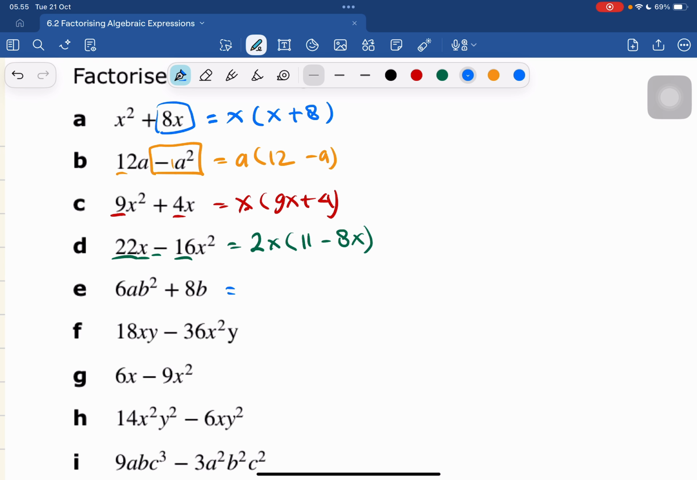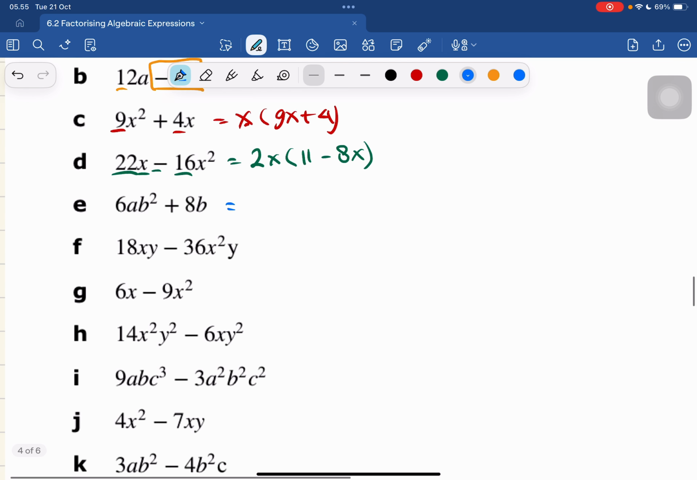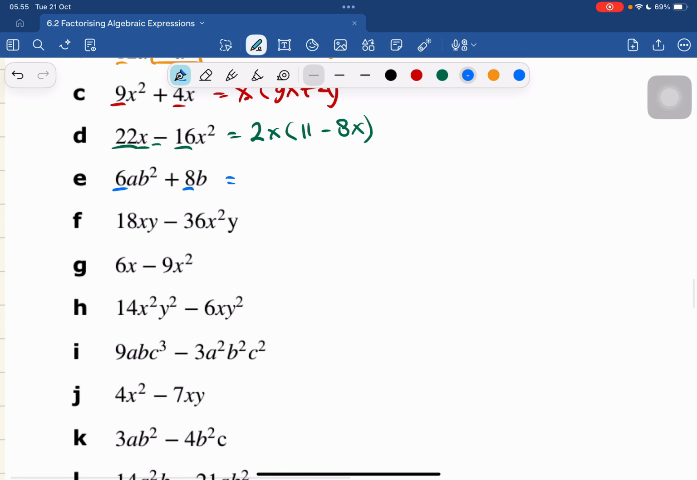Next question. Look at the letter 6 and 8. So their highest common factor is 2. And then A, okay, no, B squared and B, so this is B. So 2B multiplied by number to make it 6AB squared, so this is 3AB, and then plus 2B times what number to make it 8B, so we just need to multiply it by 4.